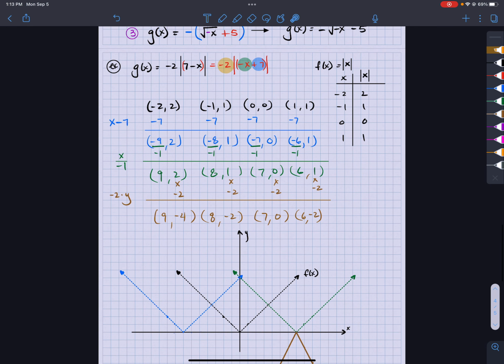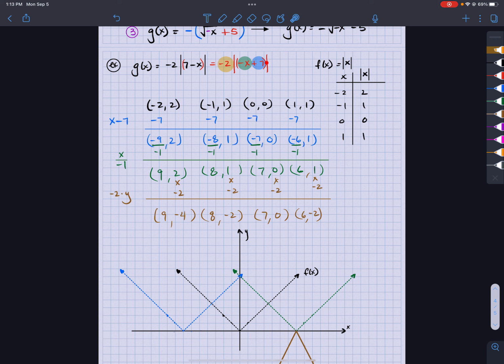So if you look at this, this tells me to shift left 7 units, flip it over the y-axis, then flip it over the x-axis, and go twice as tall.